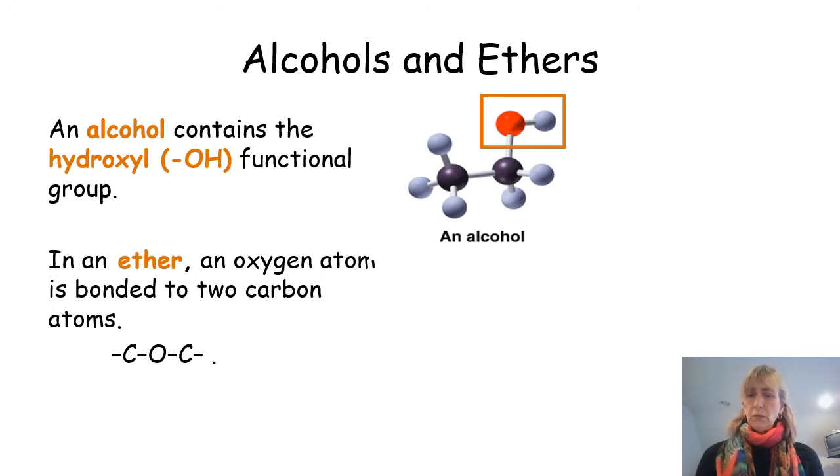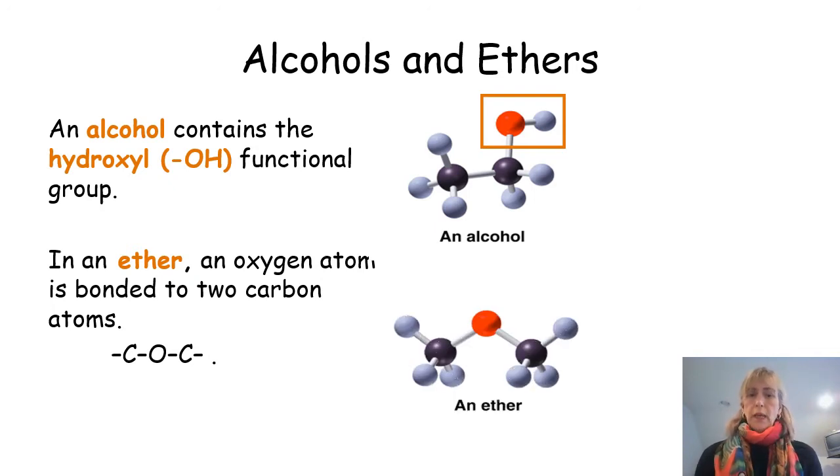Let's look at an actual model of a compound. Here we go. This is an ether. We see two carbon atoms, each with three hydrogens attached. So they need one more bond apiece. And each one is bonded to that oxygen. The oxygen is sandwiched between two carbon atoms. Whenever you see an oxygen sandwiched between two carbon atoms, you know you're talking about the ether functional group.